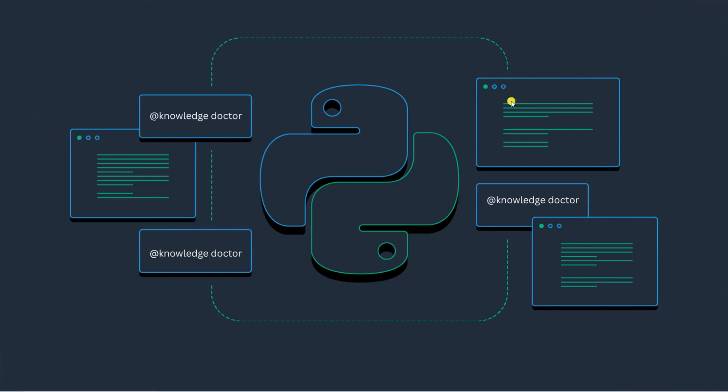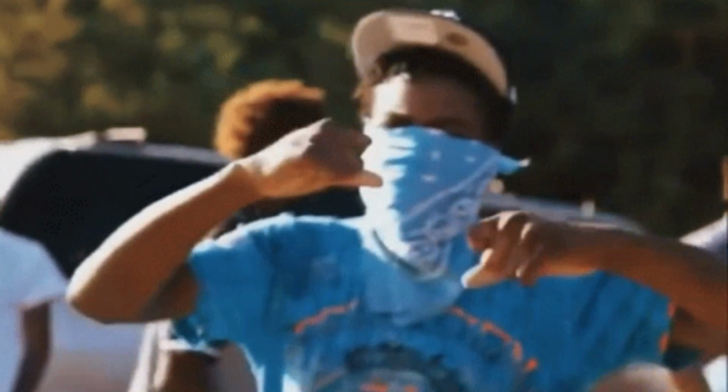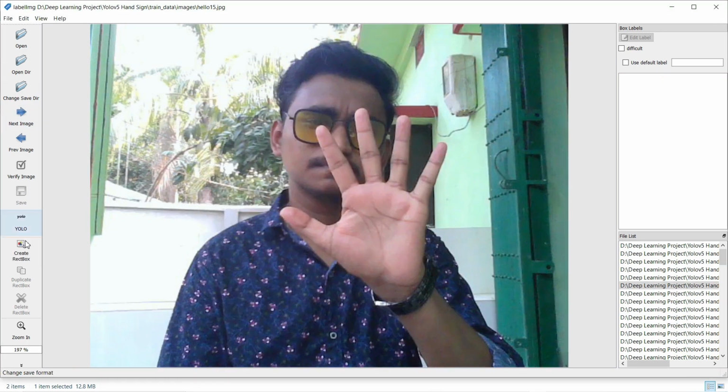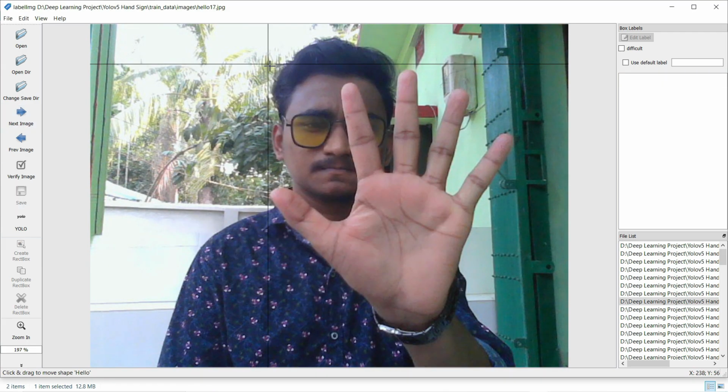And in this one, I'm going to make a custom object detection model using YOLOv5. Here we are going to build our own custom dataset and also train it using YOLOv5. We're going to label the images using the LabelImg tool and also train the model using PyTorch and Python.